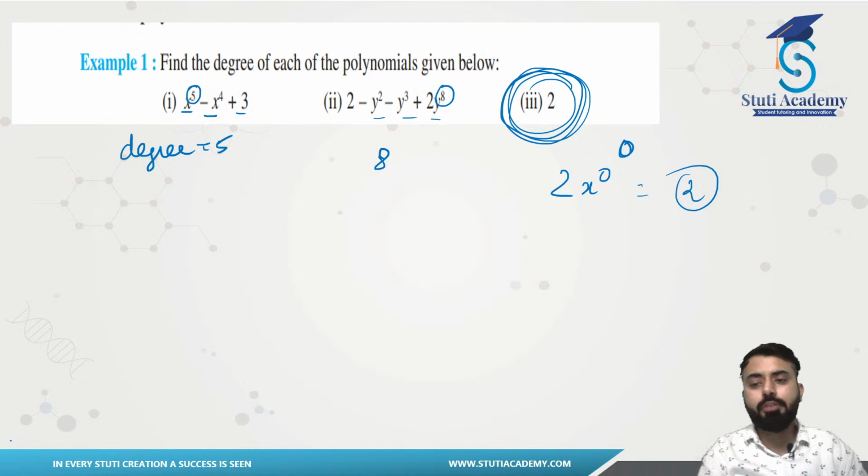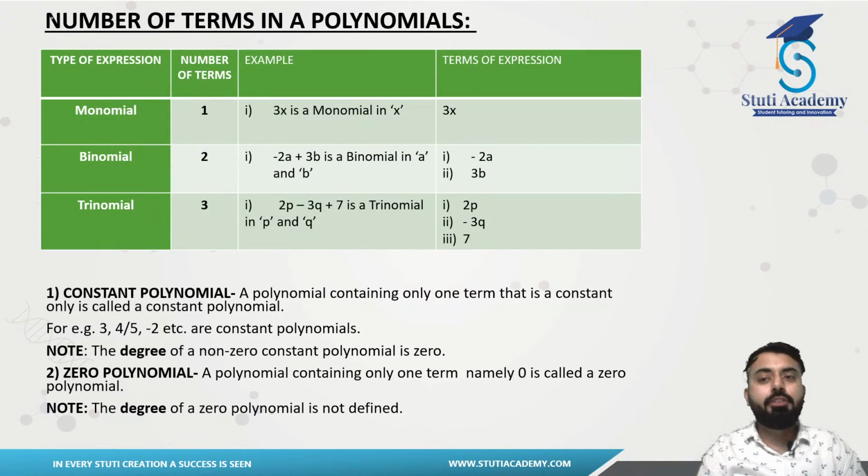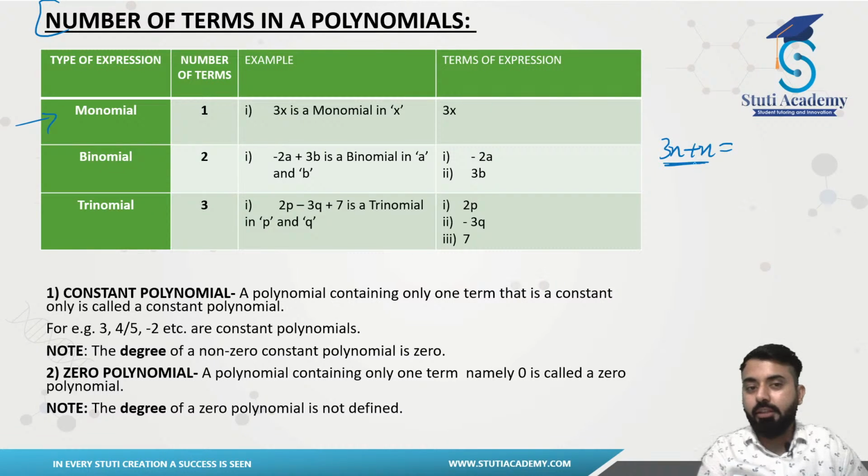Now let's move forward. It is this one: number of terms in a polynomial. Now we are going to find out how many terms there can be and what the names of those expressions are. Monomial means one term. So in any expression, if you have only one term, that will be your monomial. If you have something like 3x plus x, it has two terms, but its answer will be 4x. So this is actually a monomial.